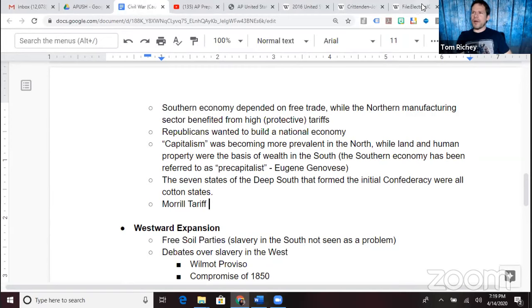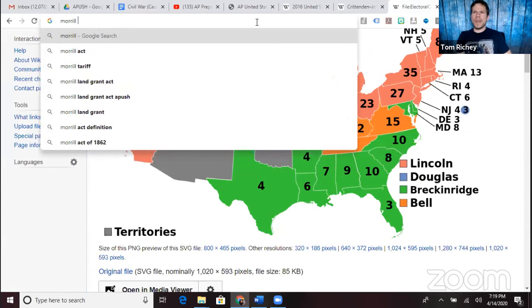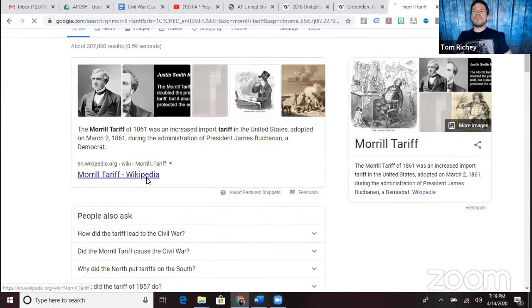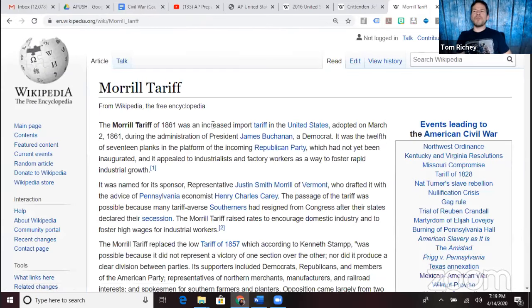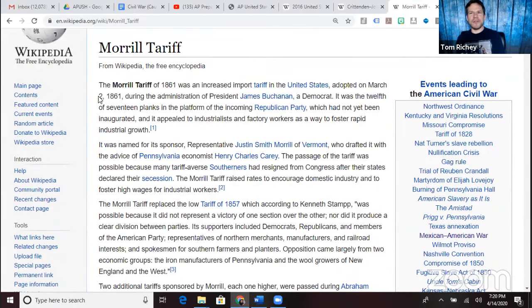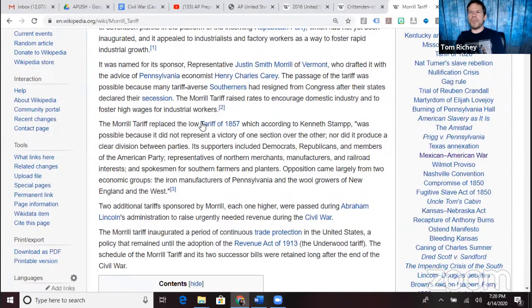Now, the Morrill Tariff: this was adopted March 2nd, 1861. This is one of the strongest supports for the economic argument. It was actually passed before James Buchanan left office, but it seems very convenient, doesn't it? Right after the Deep South seceded. It replaced the low tariff of 1857.